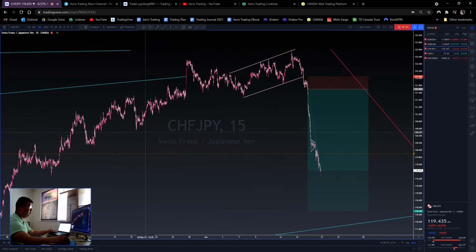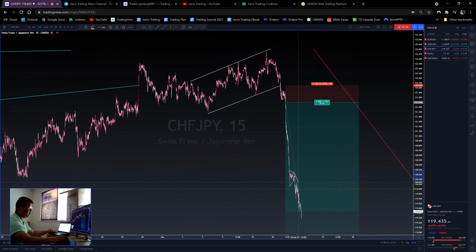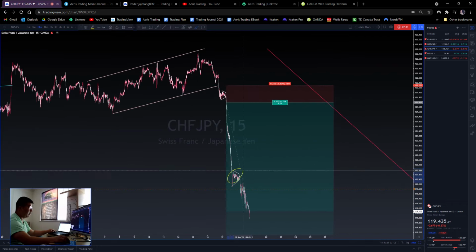As I was waiting for a little bit more confirmation, I thought this correction would get a little bit bigger before the downside. But sometimes when the price is in the impulsive move, these lower time frame corrections happen very fast and then just continue to push down afterwards. So that is Swiss yen right now.